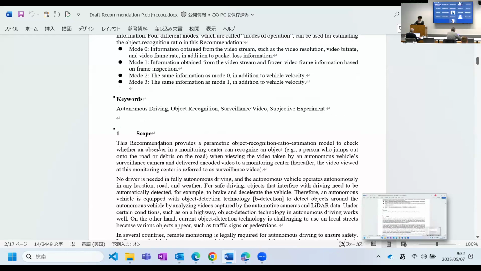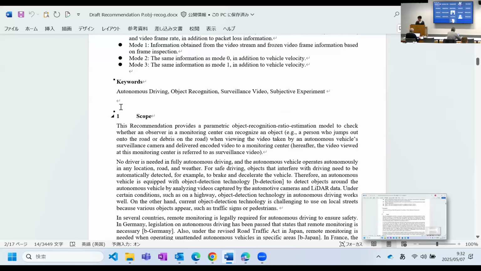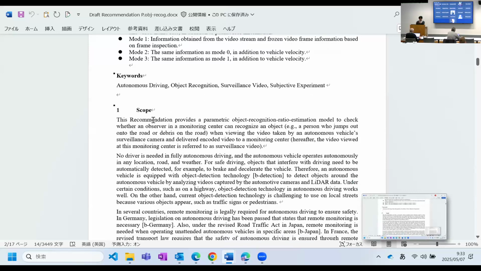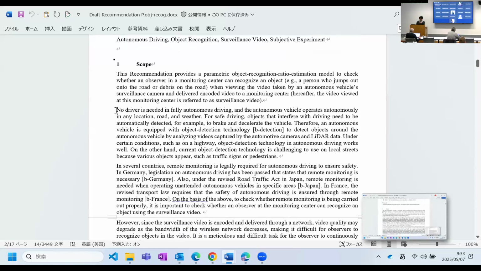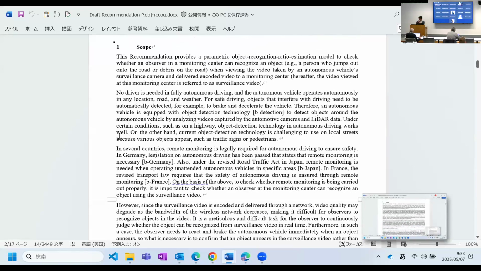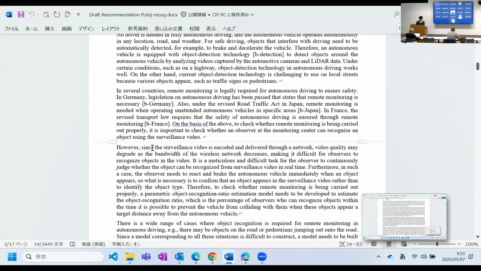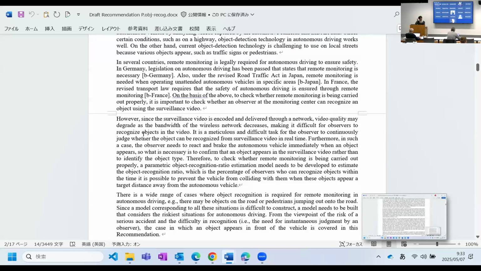Then we show the scope section. The general content of the scope is the same as what was submitted in the previous meeting, and we defined the wording of this scope. Let me skip the detailed explanation of this recommendation, but this section shows the background of autonomous driving and the background of remote monitoring. Also, the aim and object of this recommendation are shown in the scope section.